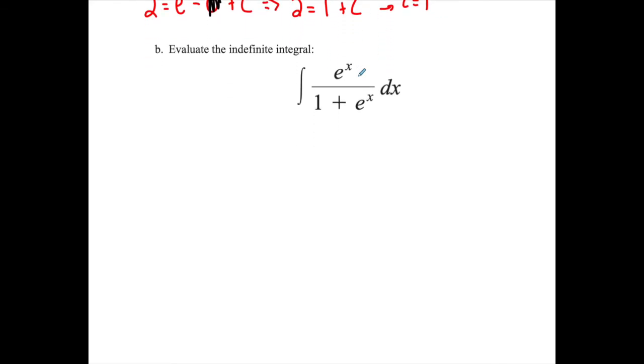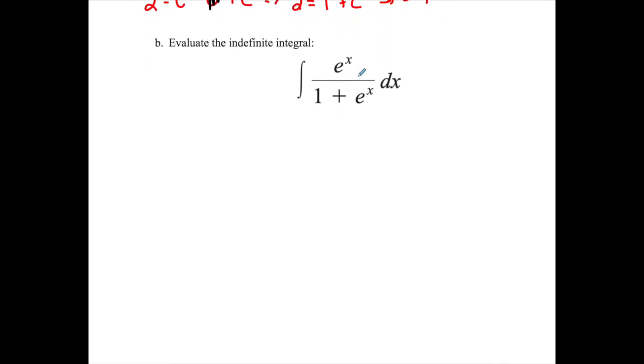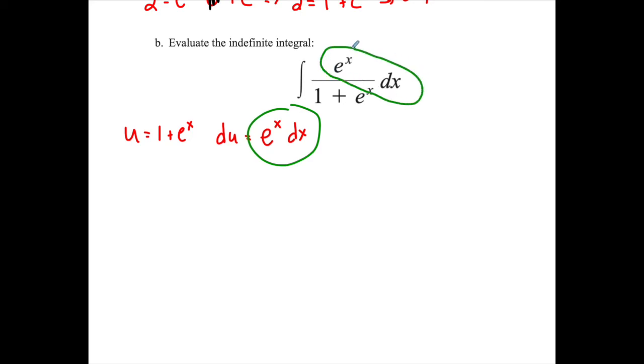All right, last problem on the test, evaluate the indefinite integral. Okay, so to do this, I'm going to need to use u substitution, which I think everyone acknowledged. So let u equal 1 plus e to the x. Du is going to be the derivative of this, which is e to the x dx. Okay, observe that the e to the x dx is already baked in there, so that's a good sign.